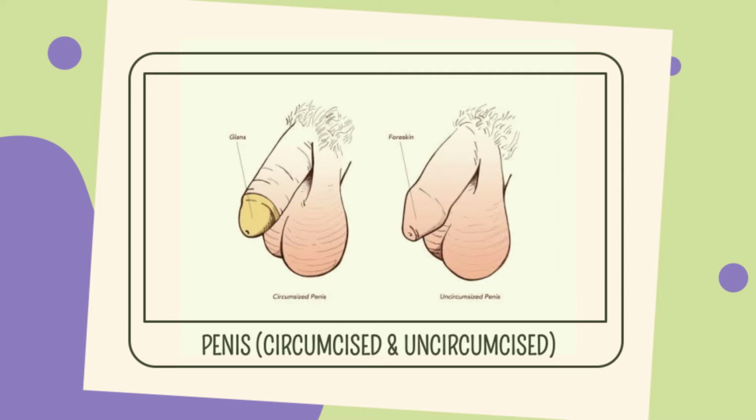The loose fold of skin covering the glans is a prepuce, which is the skin removed by circumcision. And that is about all of the male reproductive system.